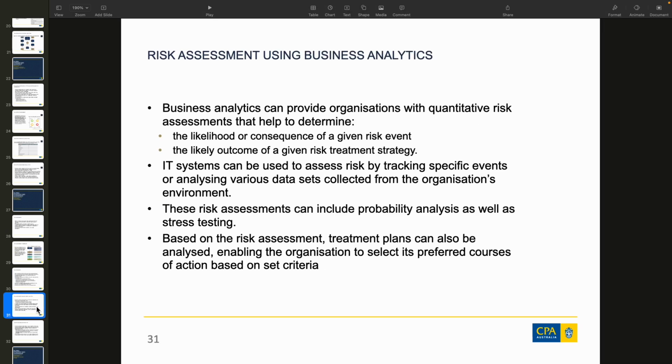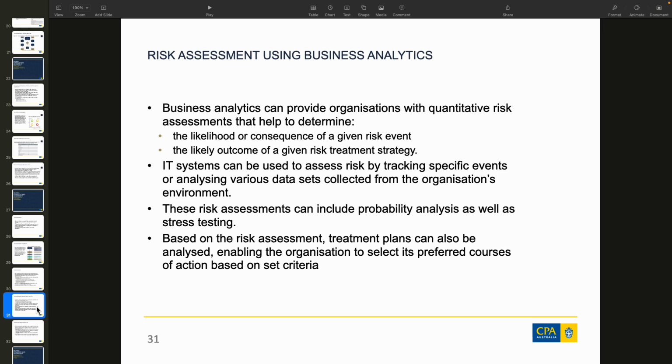Now, risk assessment using business analytics. You might be able to use your analytics to find out where the risk is occurring more, like doing data mining to find out what risk is more likely or less likely. Likelihood and consequences of a given risk event and likely outcome of a given risk treatment. So you can actually use your analytics or do what-if analysis. IT systems can be used to assess risk by tracking specific events or analyzing various data sets collected from the environment. So you can track to see whether the risk is going up or going down.